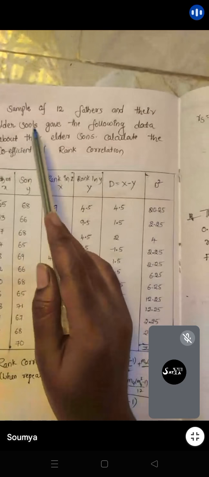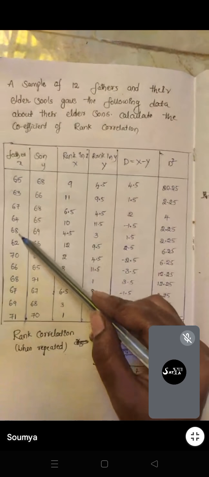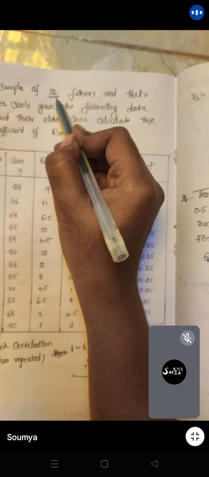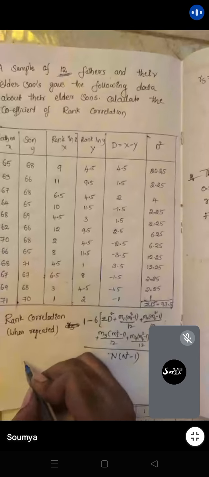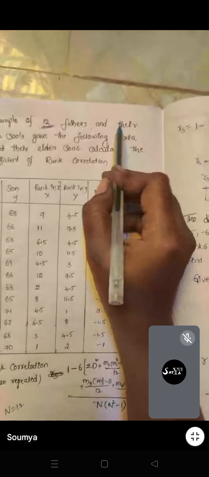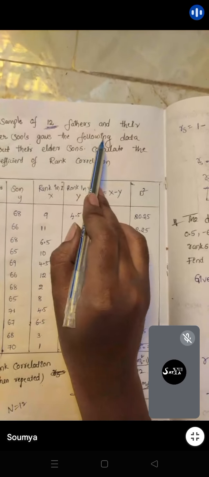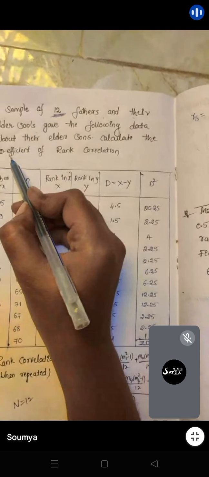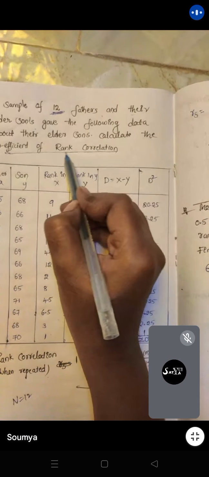So here we have a sample of 12 fathers. So capital N is nothing but what they have given. You don't need to calculate here. So capital N equals 12. And their elder sons gave the following data about their elder sons. Calculate the coefficient of rank correlation.